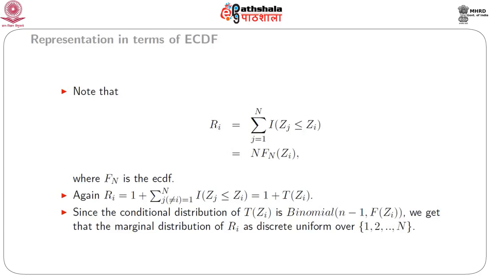Again, Ri is nothing but 1 plus the summation of the indicator Zj less than or equal to Zi, where the summation is extended over every j not equal to i. Then we get that Ri can be represented as 1 plus T(Zi), where T(Zi) is a function of Zi. Since the conditional distribution of T(Zi) is binomial with parameters n-1 and F(Zi), we get that the marginal distribution of Ri is discrete uniform over 1 to n.